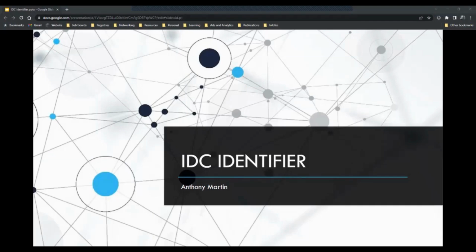is the IDC identifier, the name of the project. IDC stands for invasive ductal carcinoma. It's the most common type of breast cancer found in women. And then breast cancer being the most common cancer type overall.